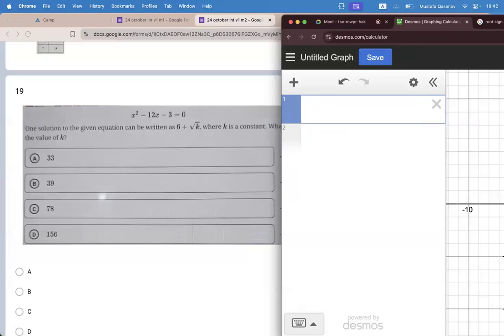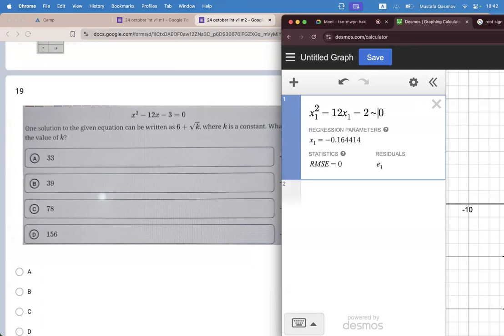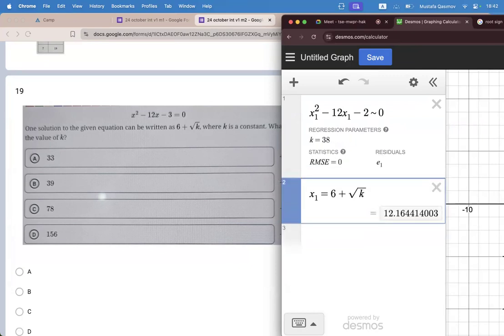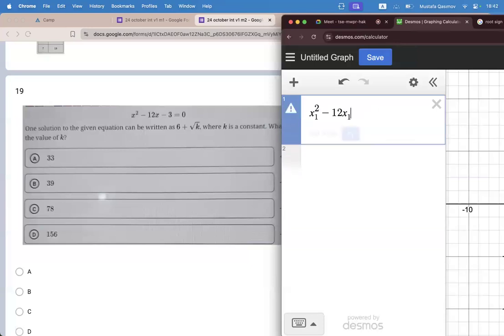Here we have a lot of methods to solve it. We can maybe do it like this: x1 squared minus 12x1 minus 3 is equal to 0. I don't know if it will work or not. x1 is equal to 6 plus square root of k. Yeah, you can. It didn't work, though. It gave a remainder of 8. Okay, then you can do it like that. Let's write 6 square root of k instead of x.